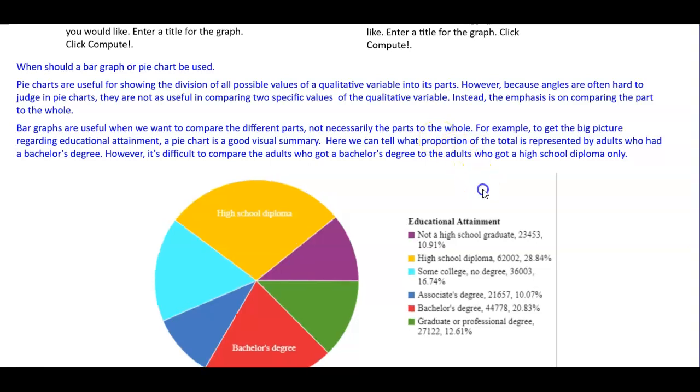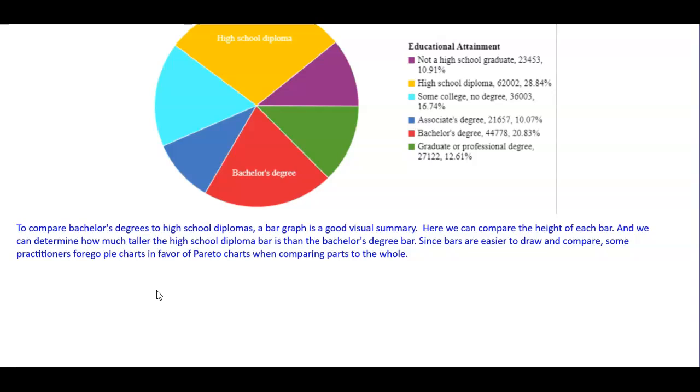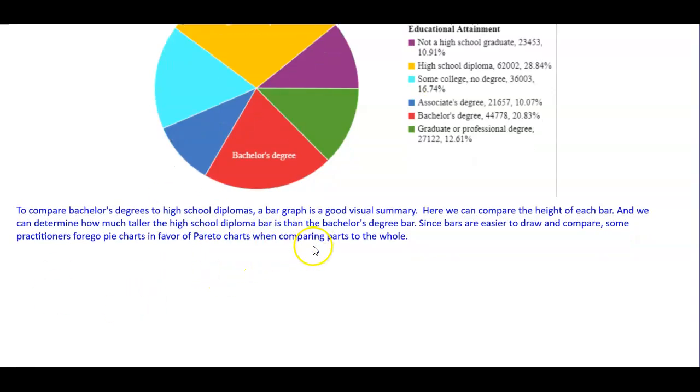So for example, to get the big picture regarding educational attainment, a pie chart is a good visual summary. Here we can tell what proportion of the total is represented by the adults who had a bachelor's degree. However, it's difficult to compare the adults who got a bachelor's degree to the adults who got a high school diploma only. So again, this is kind of the pie chart information that we have. Okay, now to compare the bachelor degrees to high school diplomas, we need to create a bar graph for it to be a good visual summary.